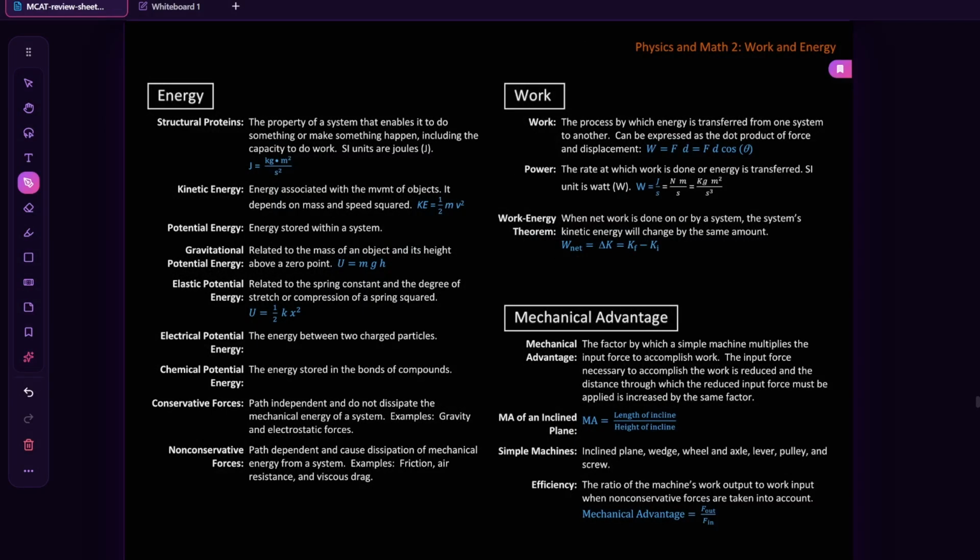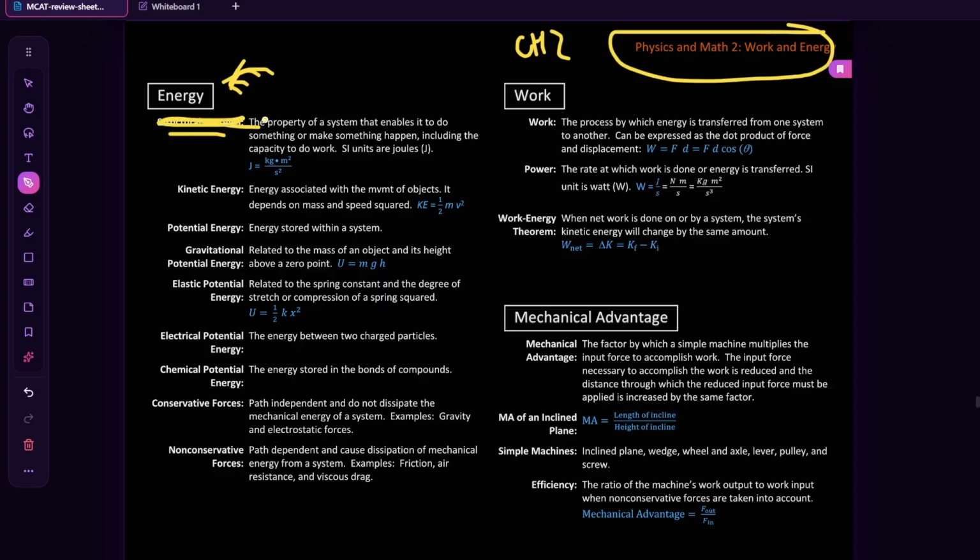Okay, so Physics and Math 2, Chapter 2 is about work and energy. So energy, does it even say the definition of energy here? Anyway, you could take this as the definition of energy, basically. Energy is a property of a system that enables it to do something or make it happen, including the capacity to do work. SI units are joules.